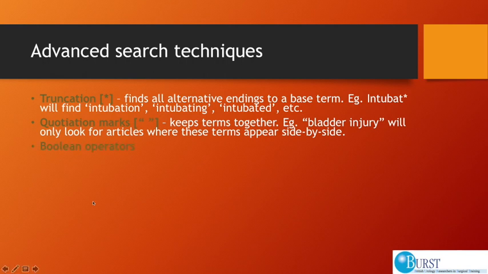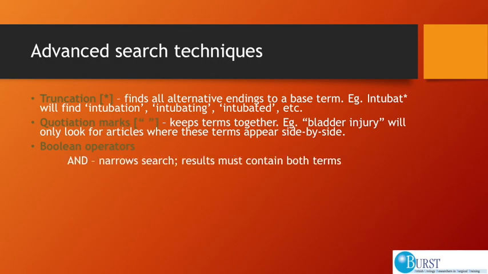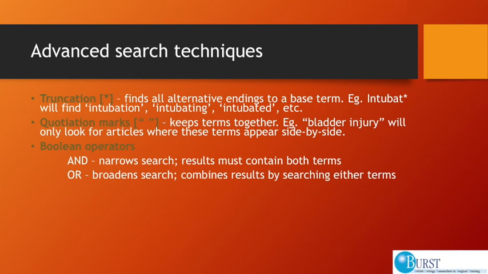Boolean operators are useful ways of combining search terms. The AND operator narrows a search to only results which contain both terms, OR broadens a search to results containing either term, and NOT again narrows results to exclude those containing the second term.